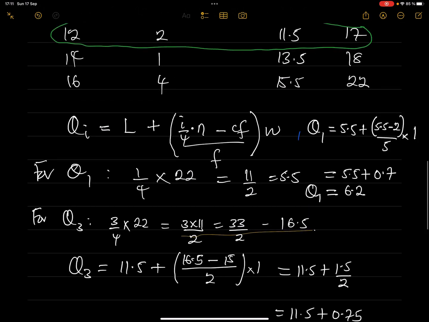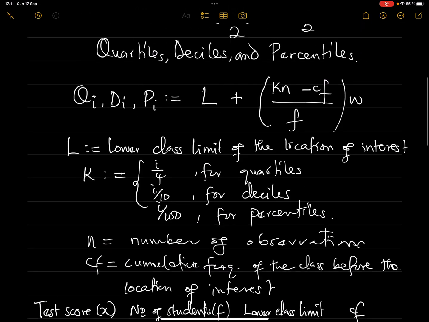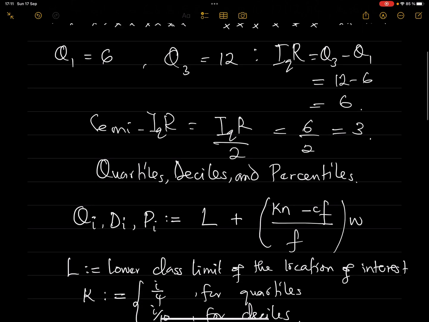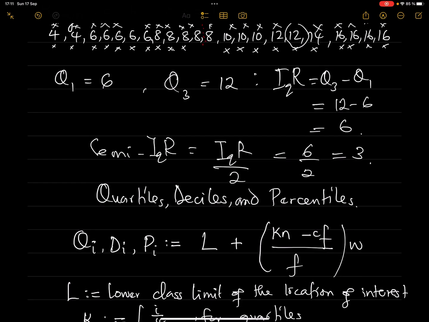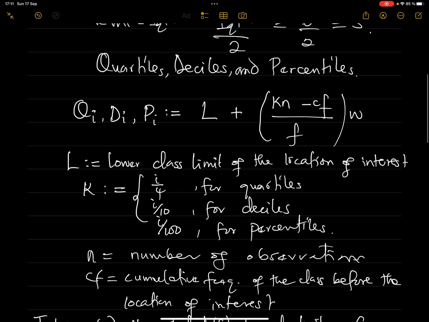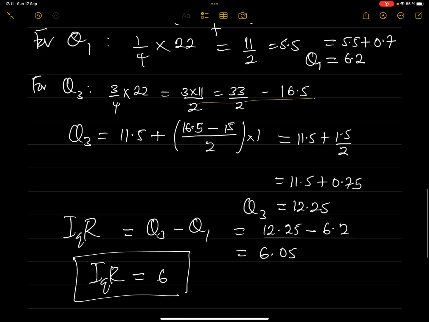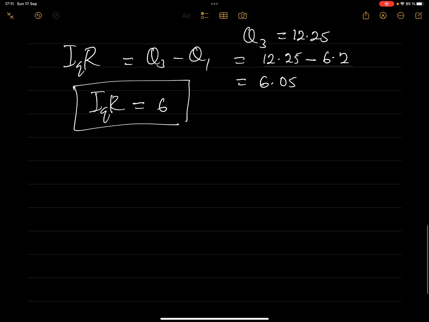Perfect, which is what we have got before, if I'm not mistaken. We have got it to be 6 before. Interquartile range is what? 6. So we can go on to get the semi-interquartile range, and then you'll be fine.